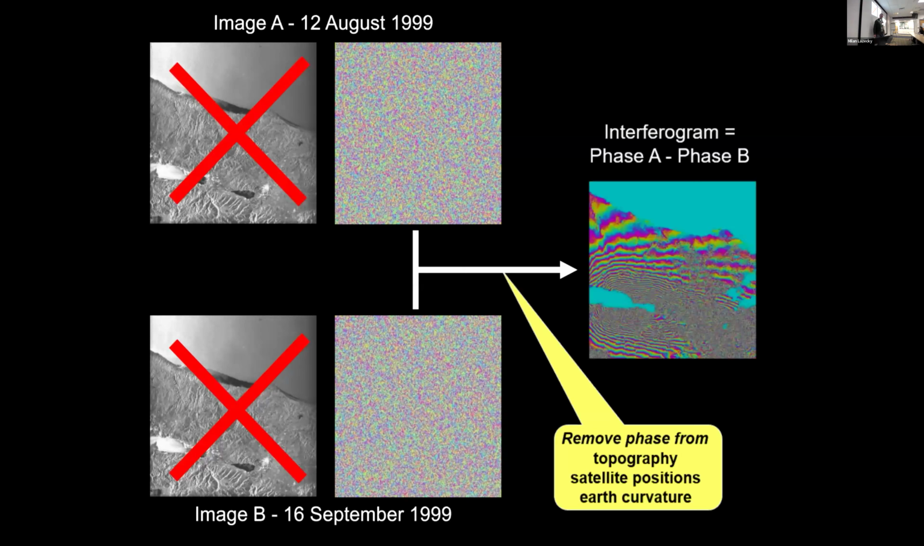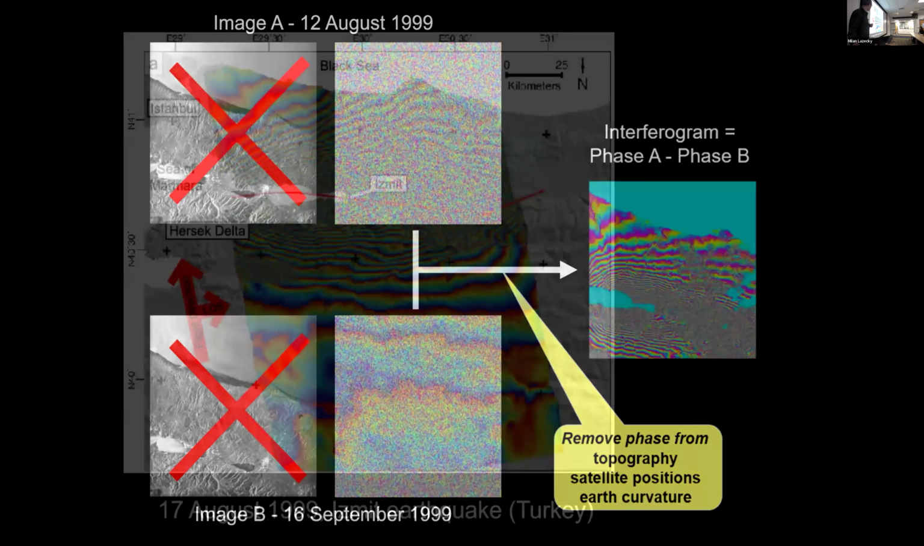Once you've made some corrections for topography, satellite positions, Earth curvature, and we'll talk about those in detail. But once we've made those corrections, we've basically got a measurement of how the Earth has moved between those two dates. So we're seeing the deformation caused by the earthquake.